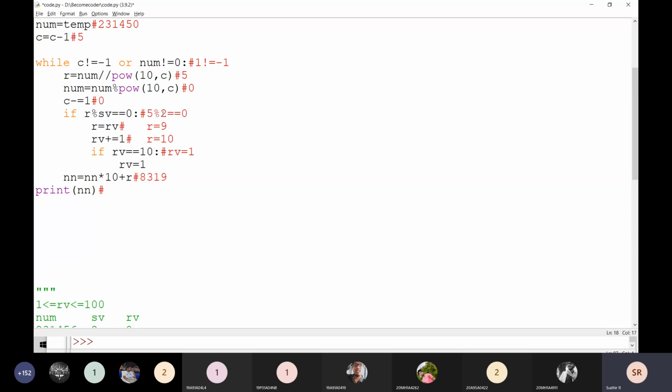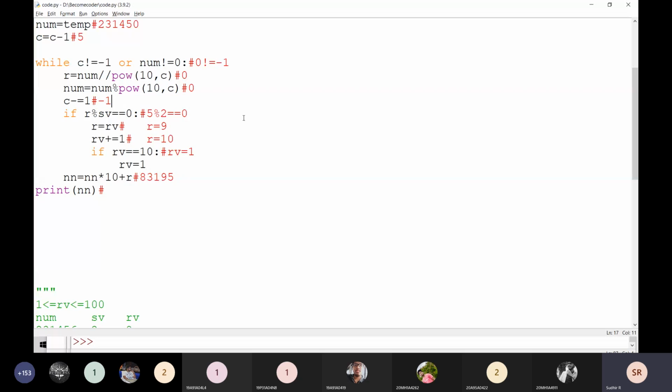Is 5 divisible by 2? No, then it is automatically coming here, and it is going to be replaced with 5. Just inserting the 5, that's it, nothing else. Now again coming into this position, 0 not equal to minus 1, that is also true. Then coming here, R value is going to be 0 and num value is also 0. Now it becomes minus 1.